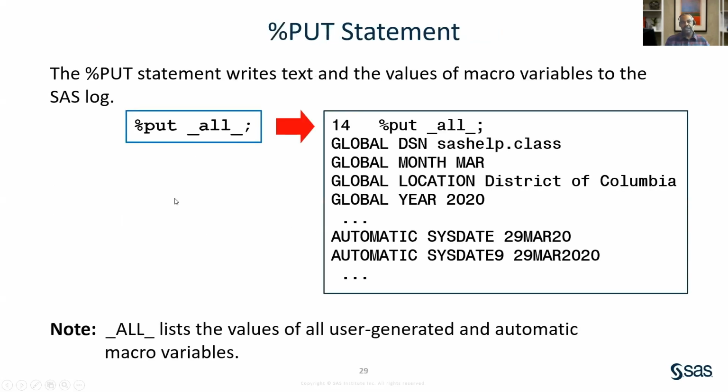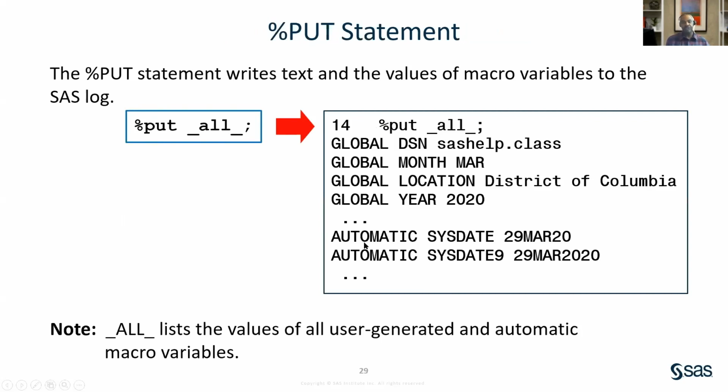If you would like to see all of your macro variables, you can type %put _all_; That will show you all of the global macro variables plus automatic. The globals are the ones that you created. The automatic ones are the ones SAS set up for you when you started the session. You will see both.